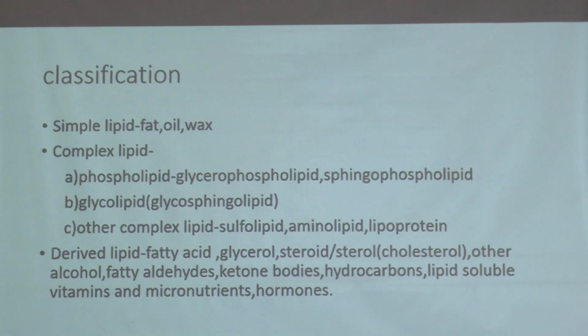Other complex lipids are sulfolipid, aminolipid, lipoprotein. Sulfolipid is a sulfur containing lipid, it can be sulfate or sulfonate, normally sulfate. Aminolipid is a lipid containing an amino group or amino acid. And lipoprotein is a protein loosely containing lipid.